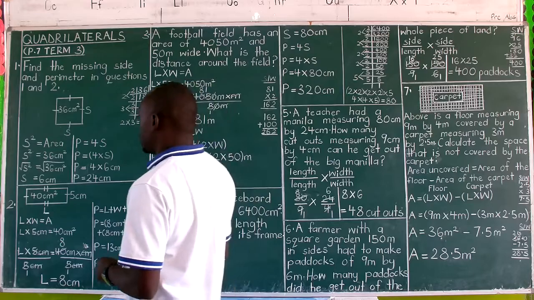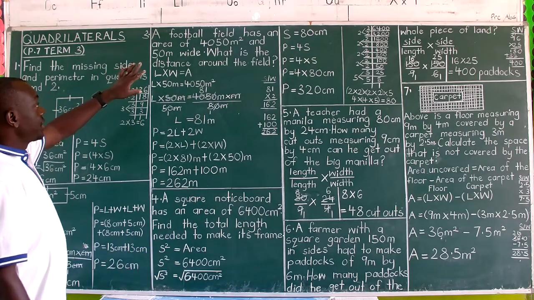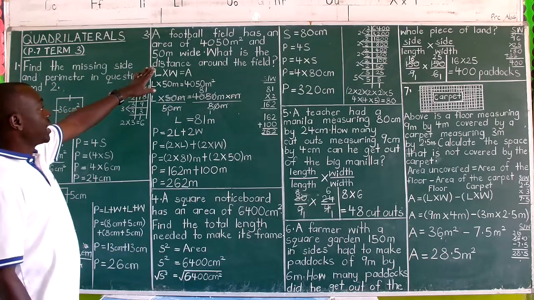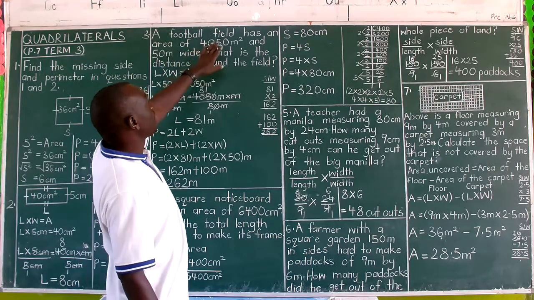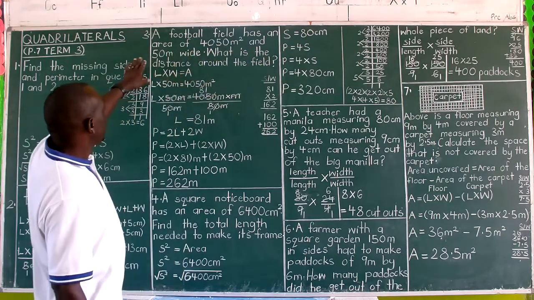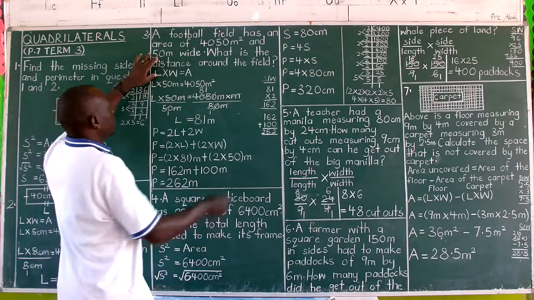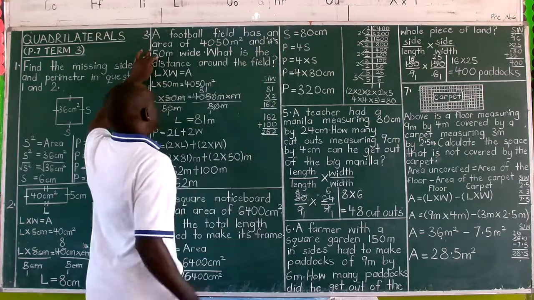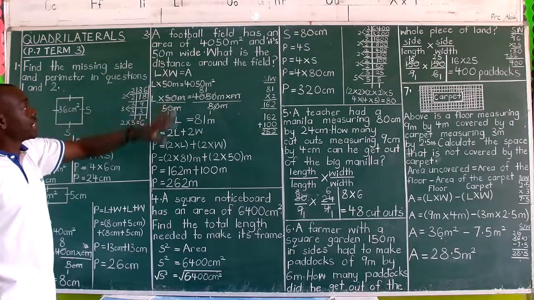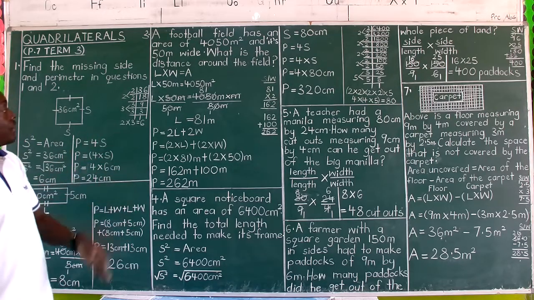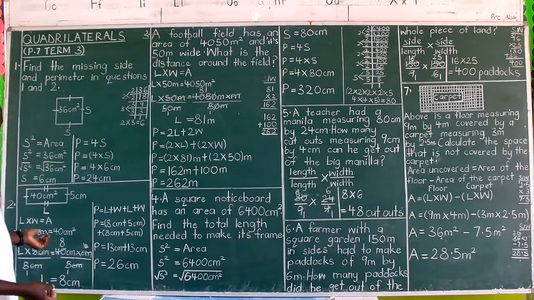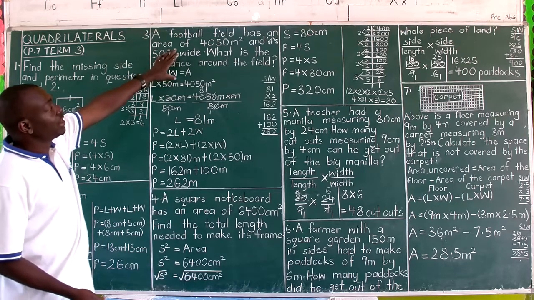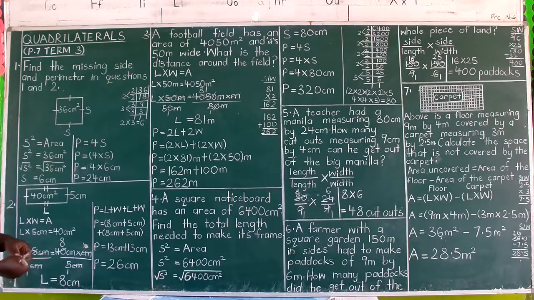So we then go to example number 3, which reads, a football field has an area of 4,050 meters squared, and it is 15 meters wide. What is the distance around the field? Now this has been given in the drawing form. This is given in word form, but the application is the same.